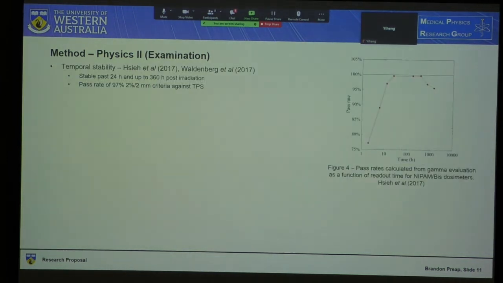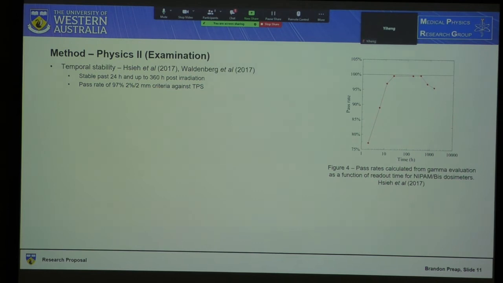It's great. So in terms of examination, we're going to test for its temporal stability. The NIPAM gels that have been tested thus far are stable past 24 hours and up to 360 hours. They did a gamma map analysis against a TPS, and it's 97% past 24 hours up to 360 hours. The reason it breaks down after 360 hours is because it starts to react with the ambient oxygen and it stuffs it up a little bit.